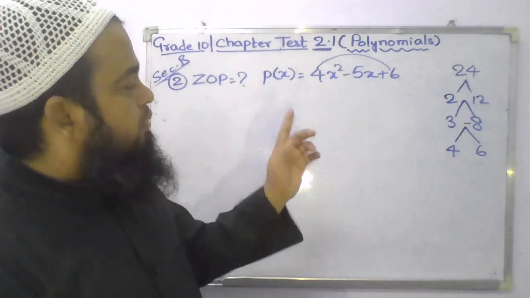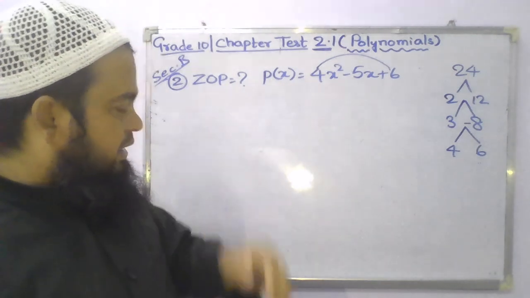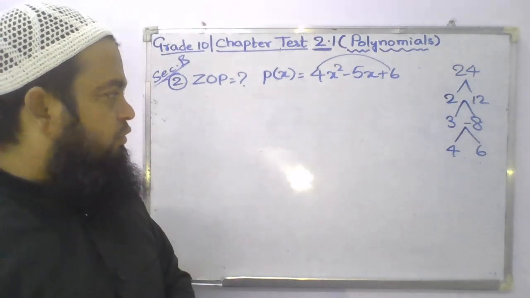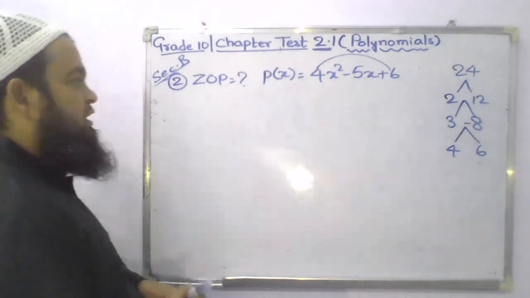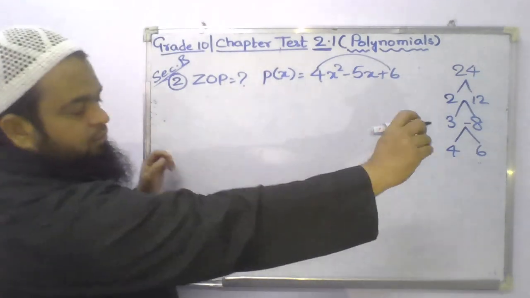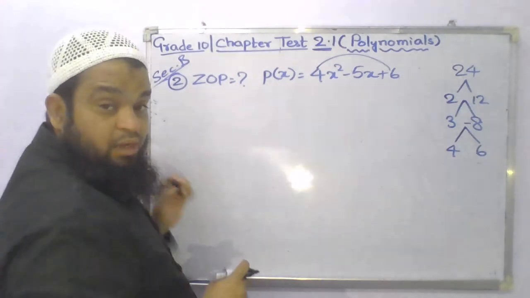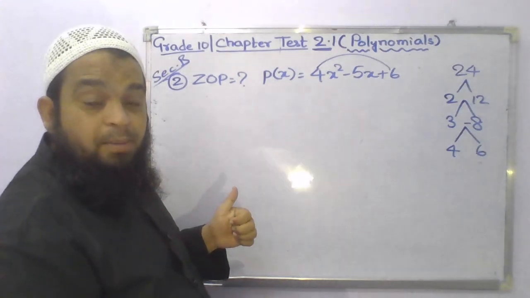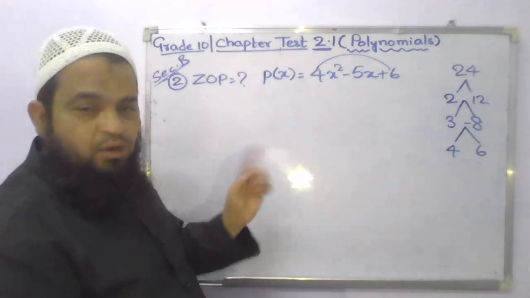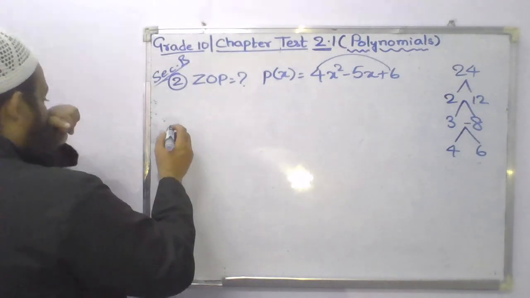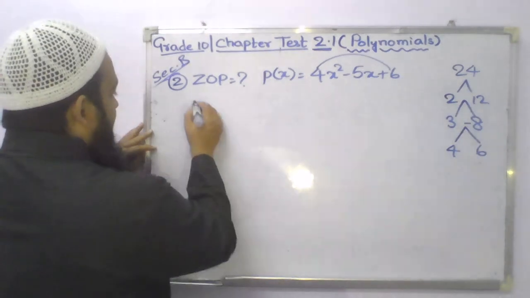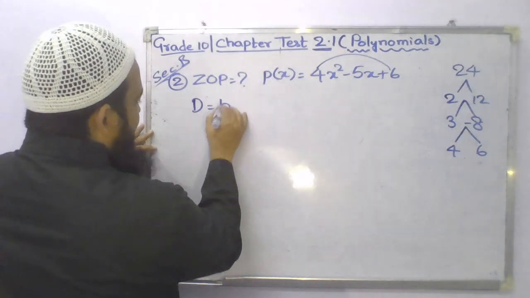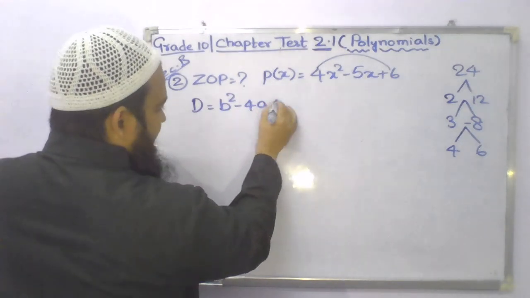So 1 24, 2 12s, 3 8s are 24, 4 6s are 24. So there is no other case. So how to find out? Let us go to the formula. Okay, finding zeros using the quadratic equation formula. So minus b plus or minus square root of b square minus 4ac by 2a. What is the discriminant? b square minus 4ac.